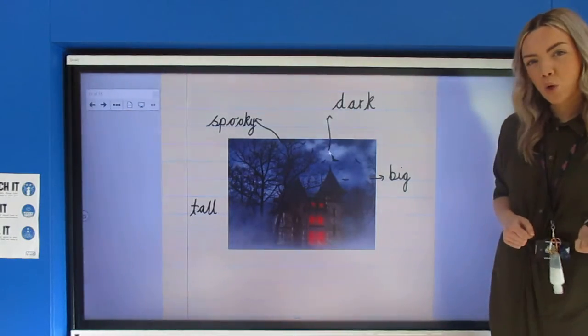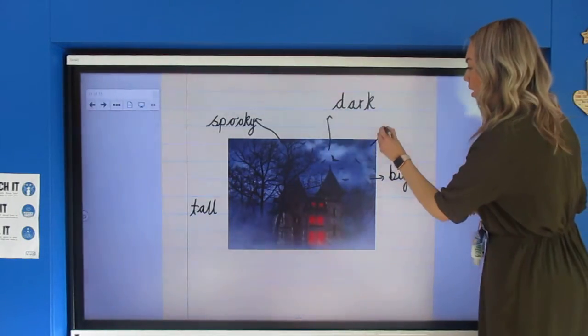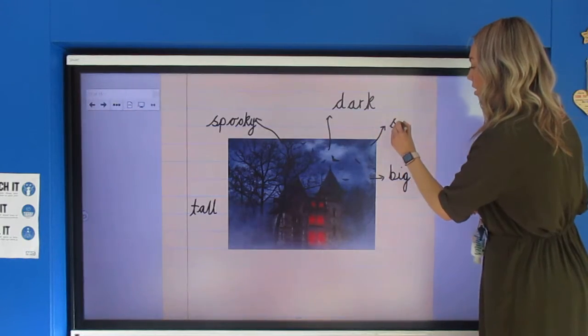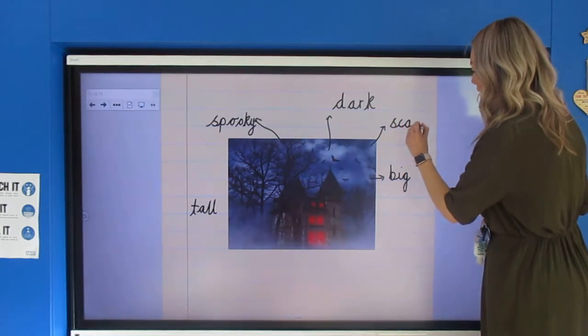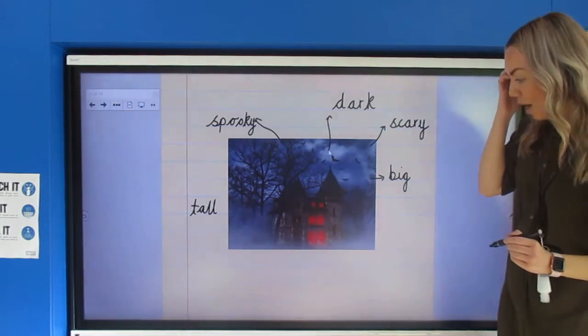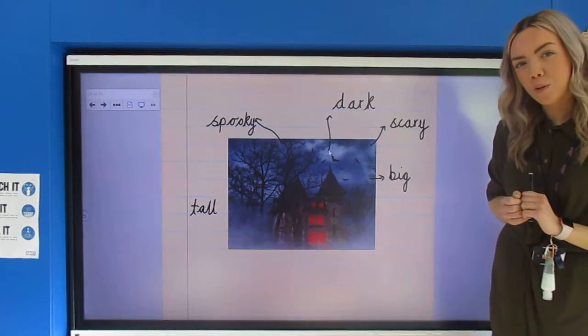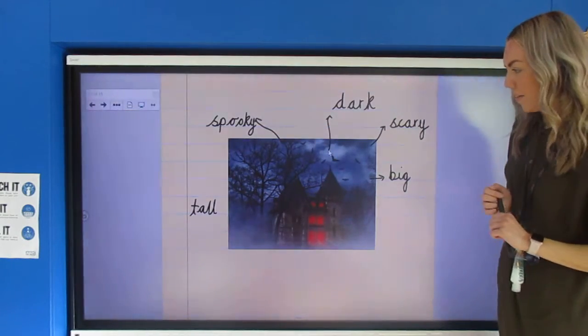Can we think of any more? Scary. All of these words describe the picture, don't they? They describe the house. Can we think of any more? Let's have a look.